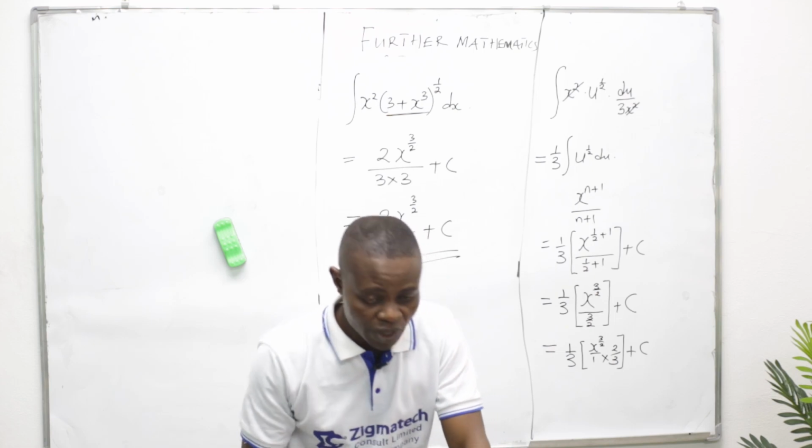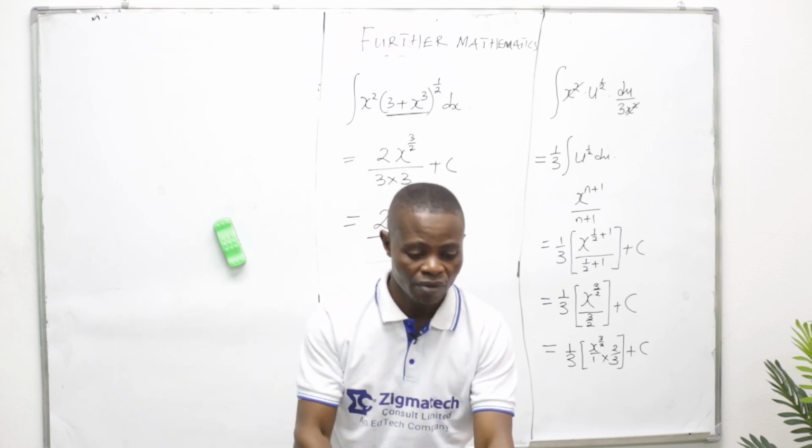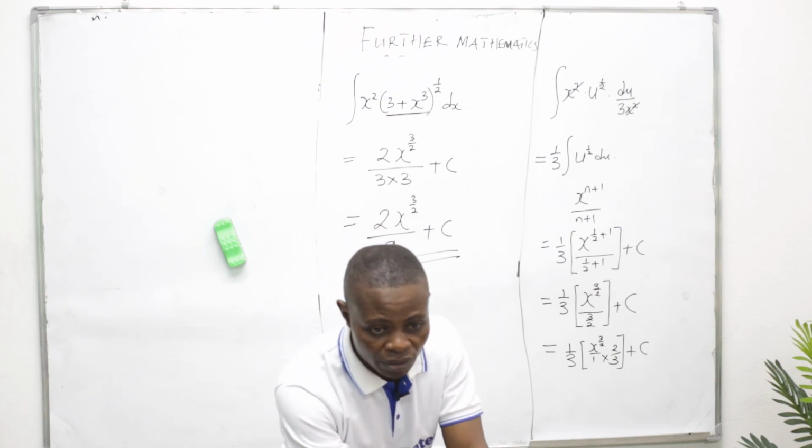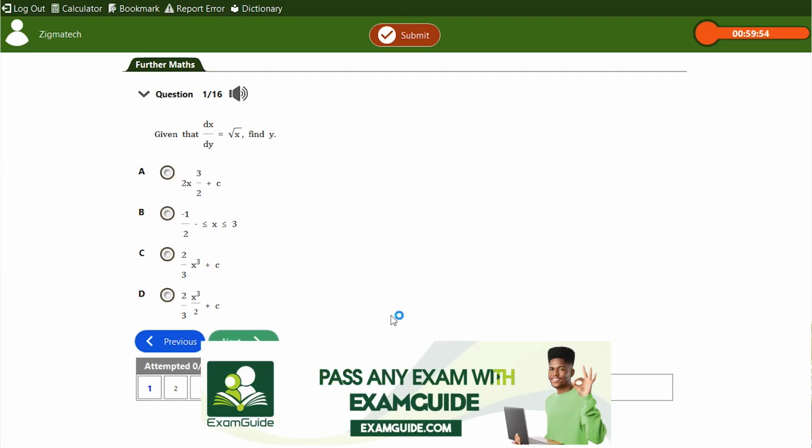Okay, let's take some questions from our exam guide. Okay, look at this. Given that dy over dx equals root x, find y.